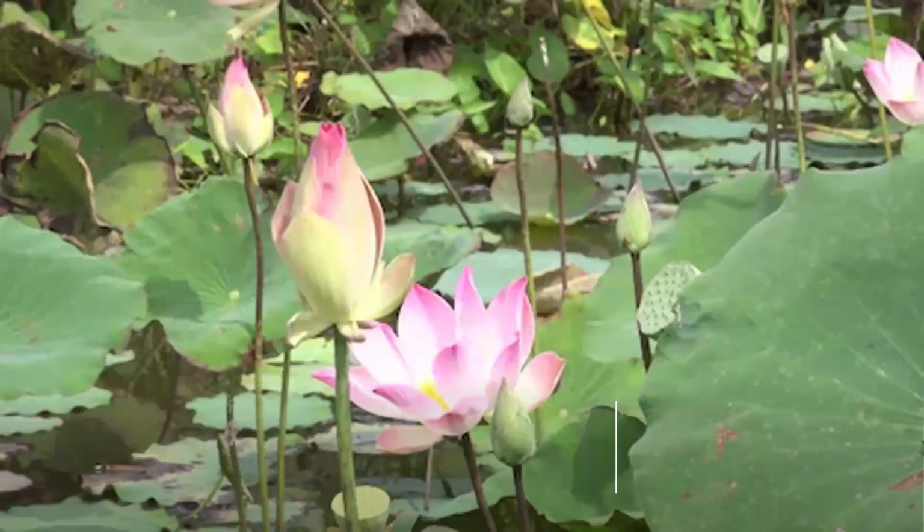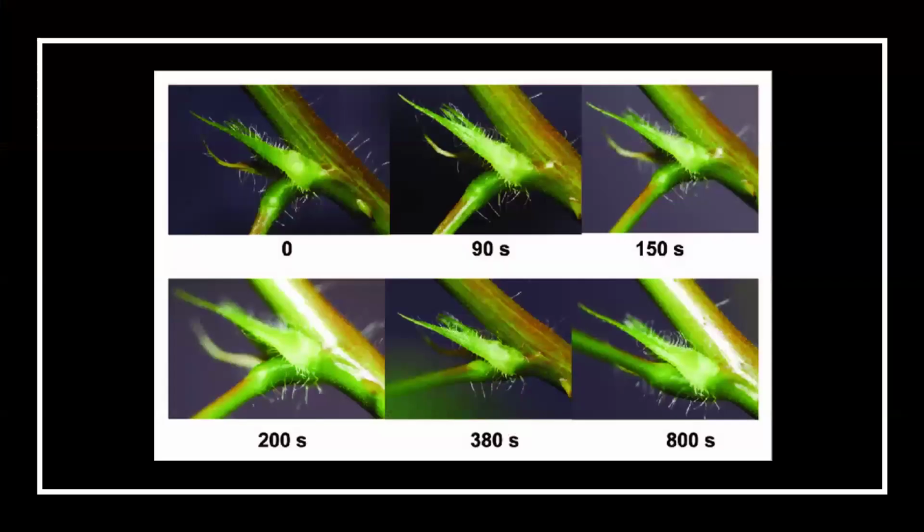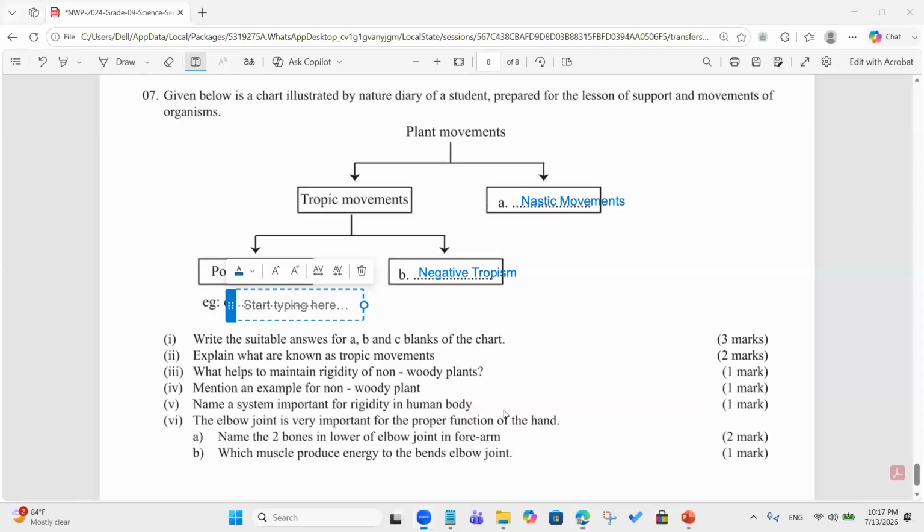And the flowers are blooming due to the effect of the sun. It's called photonastic, right? And you may remember this one also. We learned the reason for this. Okay, right, Lamai? So then you can take 3 marks for the first question.